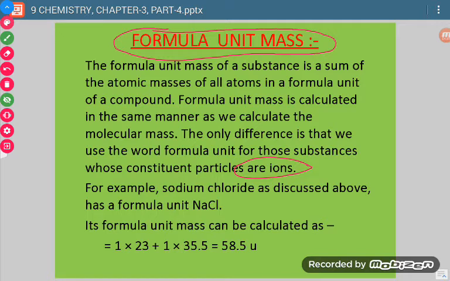We have to just add the atomic masses of all the atoms present in one formula unit of the compound. Just like one formula unit of sodium chloride is NaCl. So its formula unit mass will be 1 time the atomic mass of sodium plus 1 time the atomic mass of chlorine. So it will be equal to 58.5 unified mass. Okay.